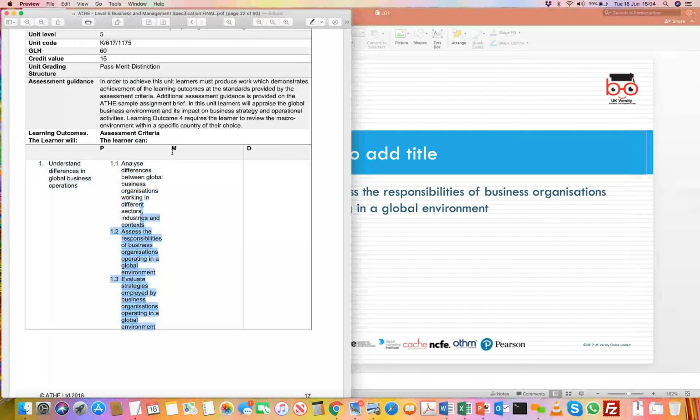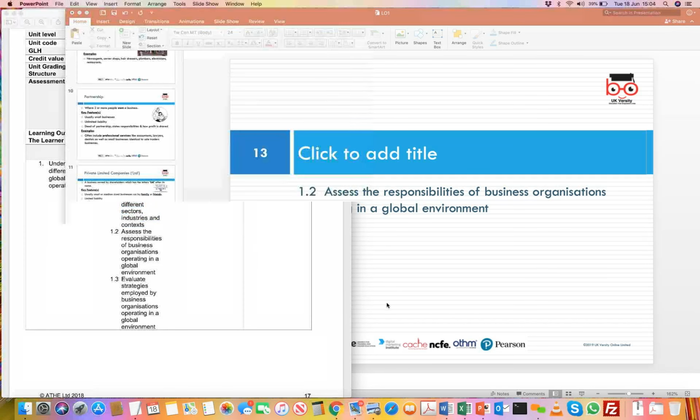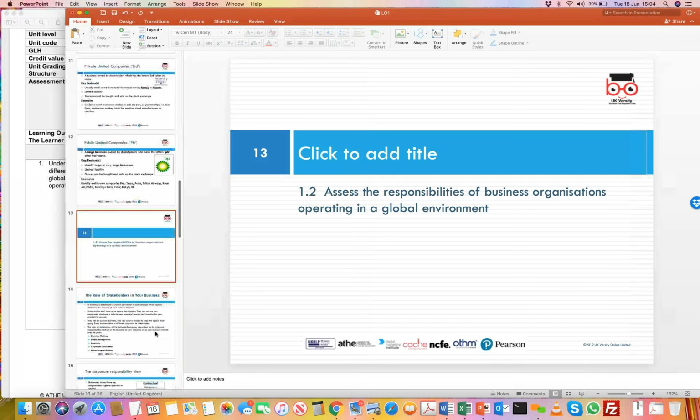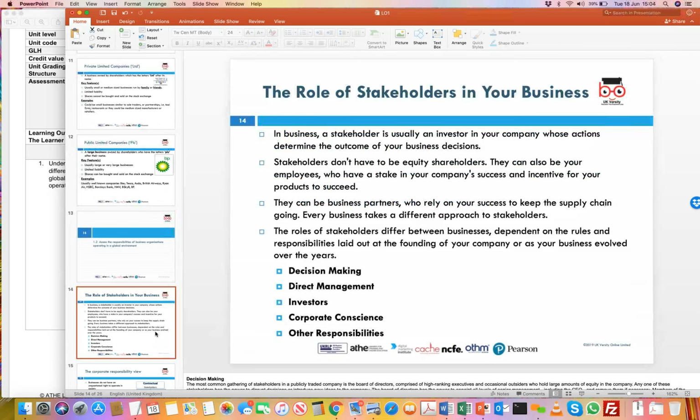So have you understood the first task, wherein we want to understand different types of organizations and how they operate in different sectors? Now, the second one: we want to understand what responsibilities companies have when they operate in a global business environment. Here we are looking at the role of stakeholders. We discussed stakeholders yesterday. What are stakeholders?